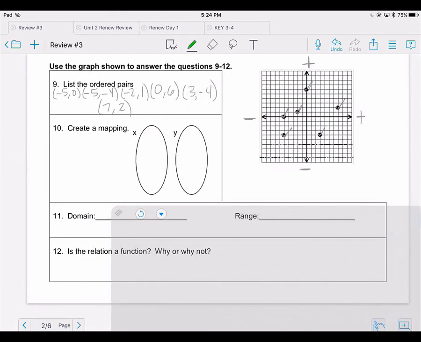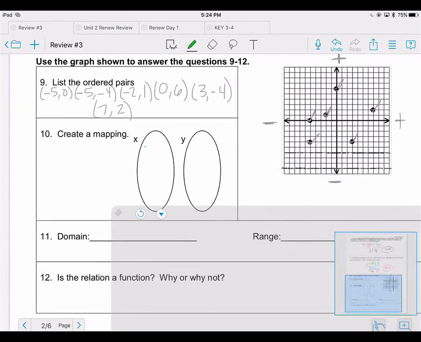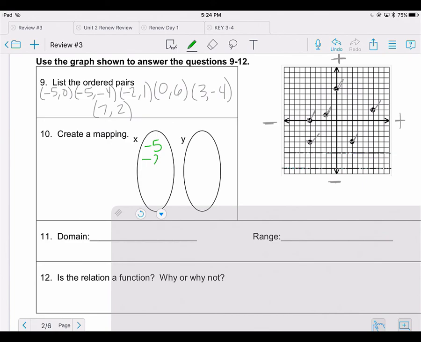When I create my mapping, I put my x's on the left side. And remember, if a number is repeated, we do not rewrite it. We only write it one time. So for my mapping, I'm listing all my x's. And then for the y's, I'm going to list all my y's. Again, if they are repeated, I do not repeat them. The order in which you write them does not matter as long as you do not repeat.